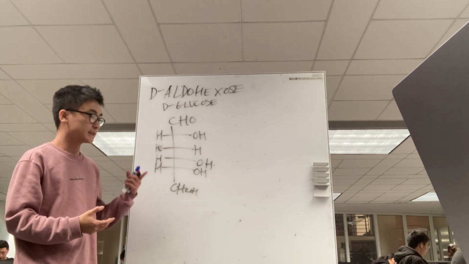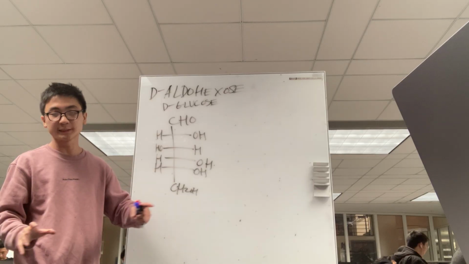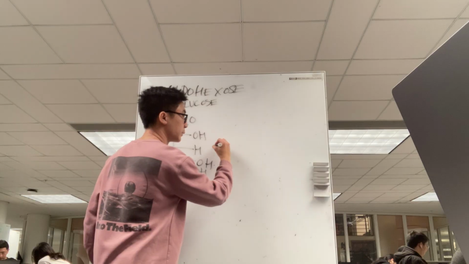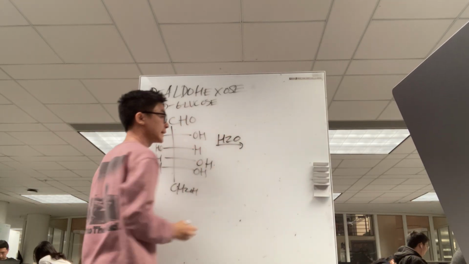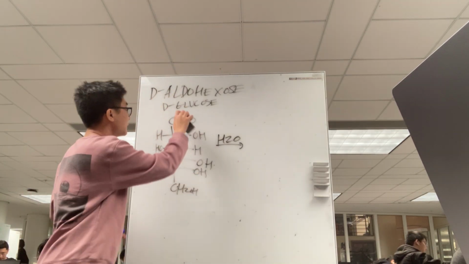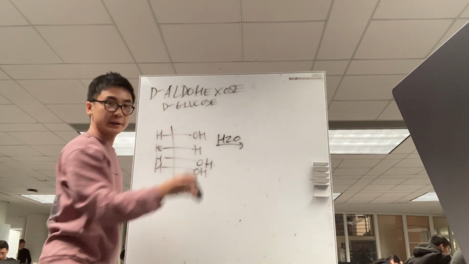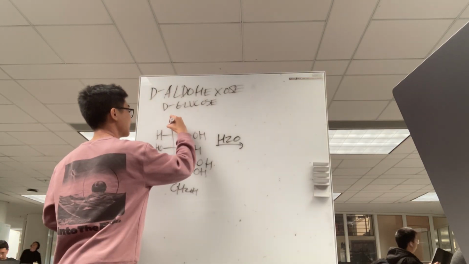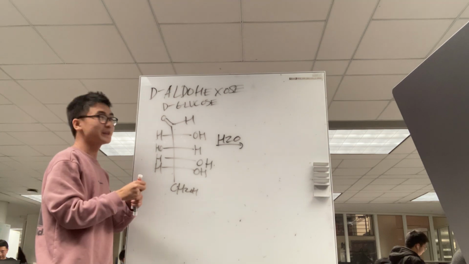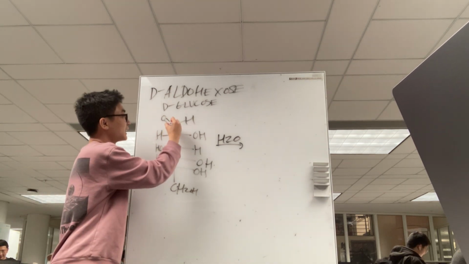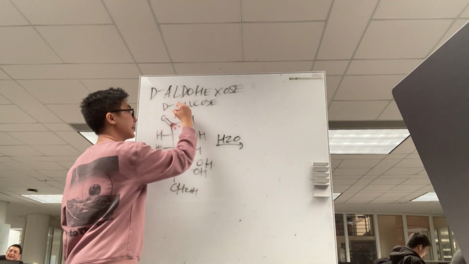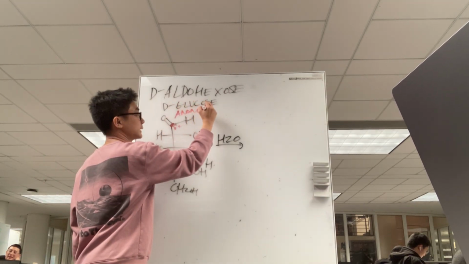This right here is the Fischer projection, the open linear form, which is not very stable in nature. In aqueous solution like water, it's going to close to a ring. Let's say we want to make a 6-membered ring. To do that, I'm going to redraw the aldehyde right here, like this. This carbonyl carbon is the electrophile because it's partially positively charged. We are going to call this the anomeric carbon, because it's going to lead to two different anomers.